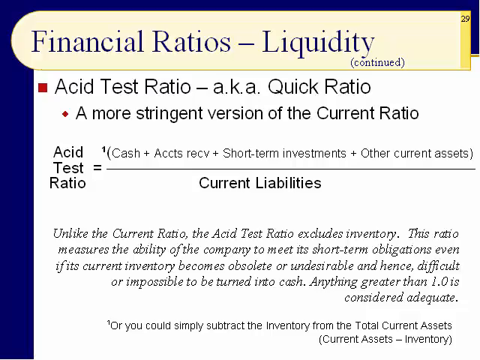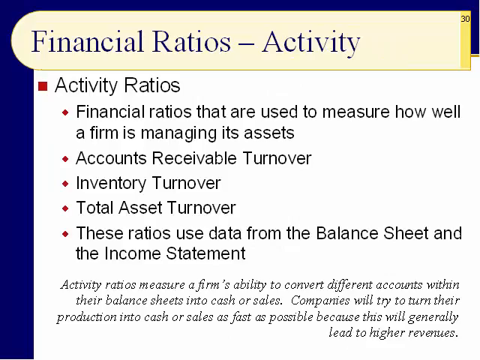Okay, so those were the liquidity ratios. Slide number 30, the activity ratios. These are financial ratios used to measure how well a firm is managing its assets. We look at accounts receivable turnover, inventory turnover, and total asset turnover, and we use both the balance sheet and the income statement. The activity ratios measure a firm's ability to convert different accounts within their balance sheets into cash or sales. Companies will try to turn their production into cash or sales as fast as possible. Why? Because this will generally lead to higher revenues.